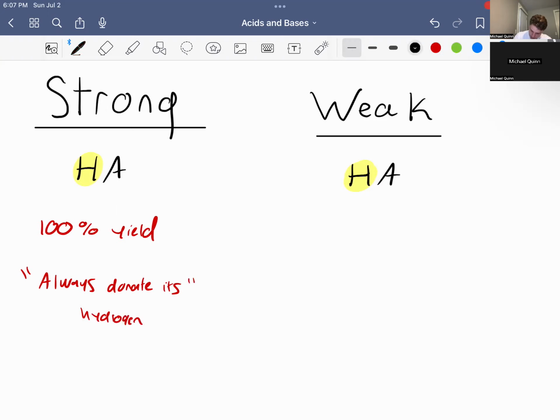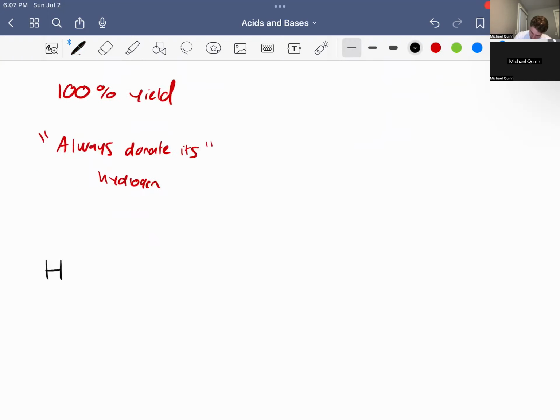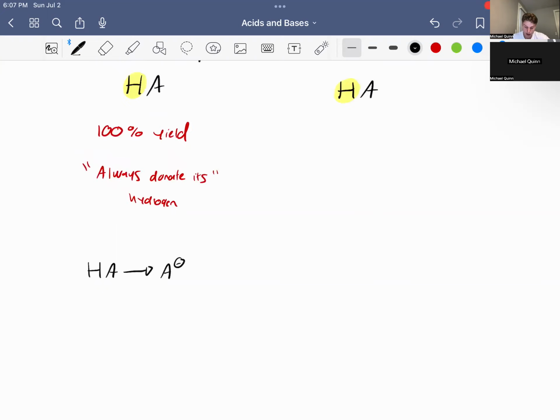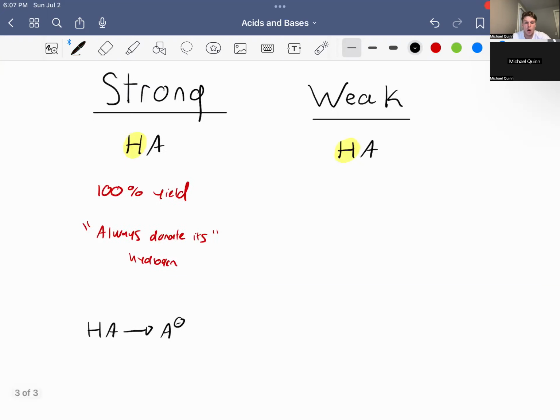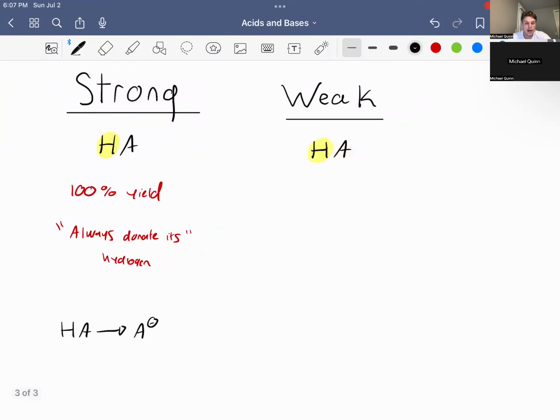So we saw in the last video how when an acid will donate its hydrogen, we'll be left with A minus. Those electrons from that bond will stay on the A. So if we were in a situation where we had 1 molar concentration of HA, if we had enough base to accept all of those hydrogens, we'd be left with 0 HA and all A minus. We will always donate that hydrogen if we are dealing with a strong acid.